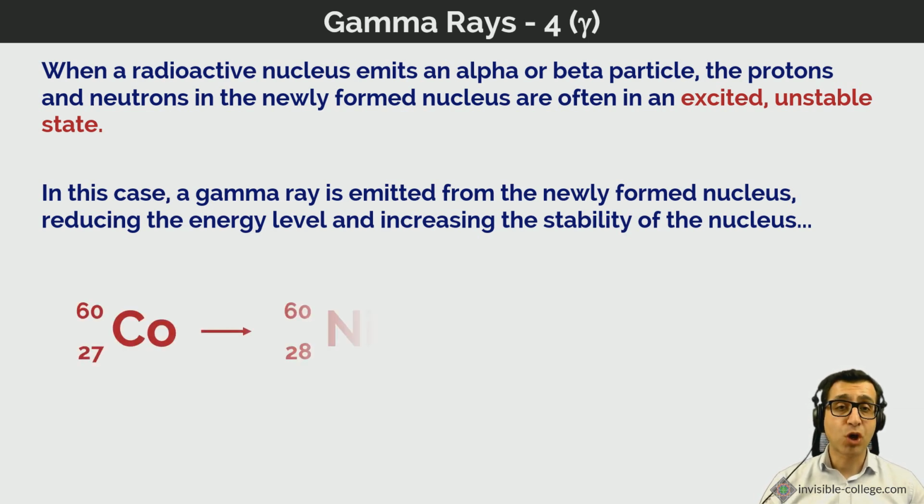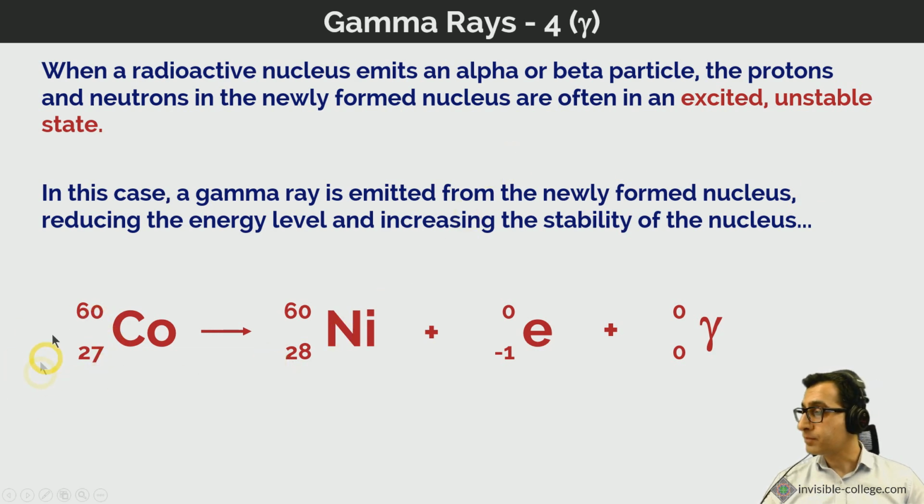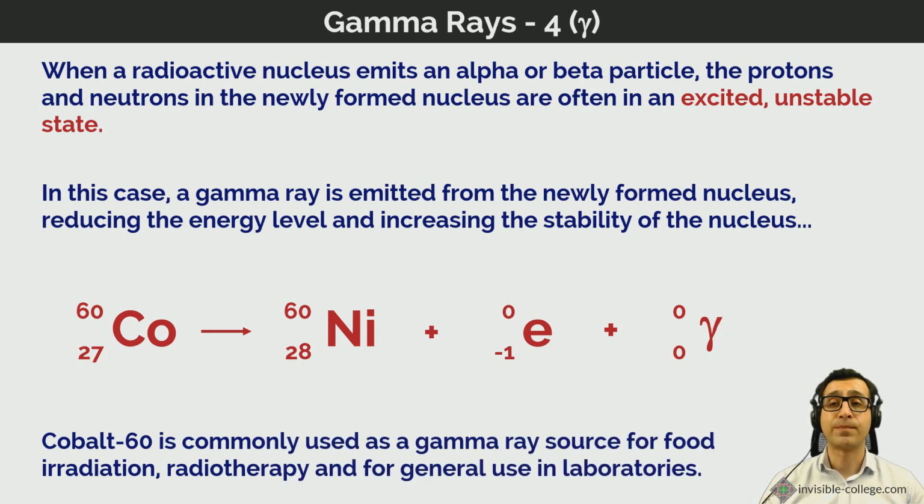So here's an example. We have a cobalt-60 nucleus here. So cobalt-60 decays by beta emission, but in addition to stabilizing the nucleus, it is further stabilized by giving off even more energy as a gamma ray. So gamma emission often will accompany beta or alpha emission in this manner. So cobalt-60 is commonly used as a gamma ray source for various applications, like for example the sterilization of food substances, radiotherapy in hospitals, and also for general use in laboratories as a gamma ray source.